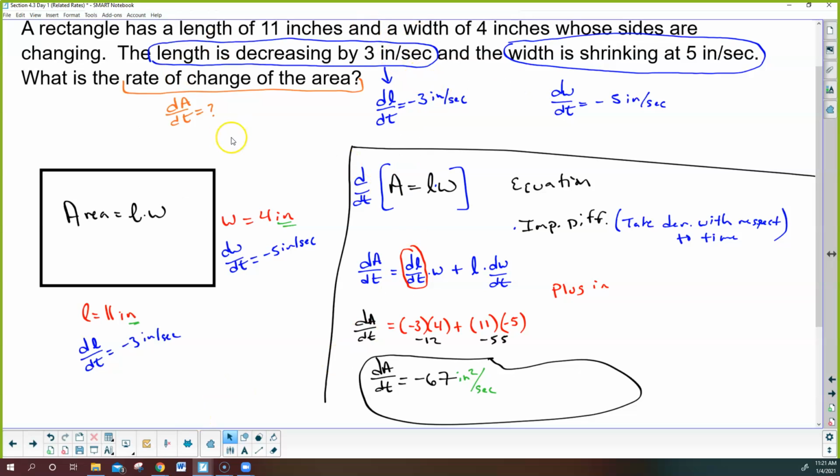So, quick overview, what did we do? We read the problem, we identified the rates that we knew, we identified the rate we want to find, and then we drew a picture to just help us visualize what we have and what we know. And then we had to also find the equation that we needed to take the implicit differentiation of. And that specifically was the area. So then we took the derivative with respect to time. That's where the rates appear. And then it's all algebra. You plug in what you know and you solve for what's left.